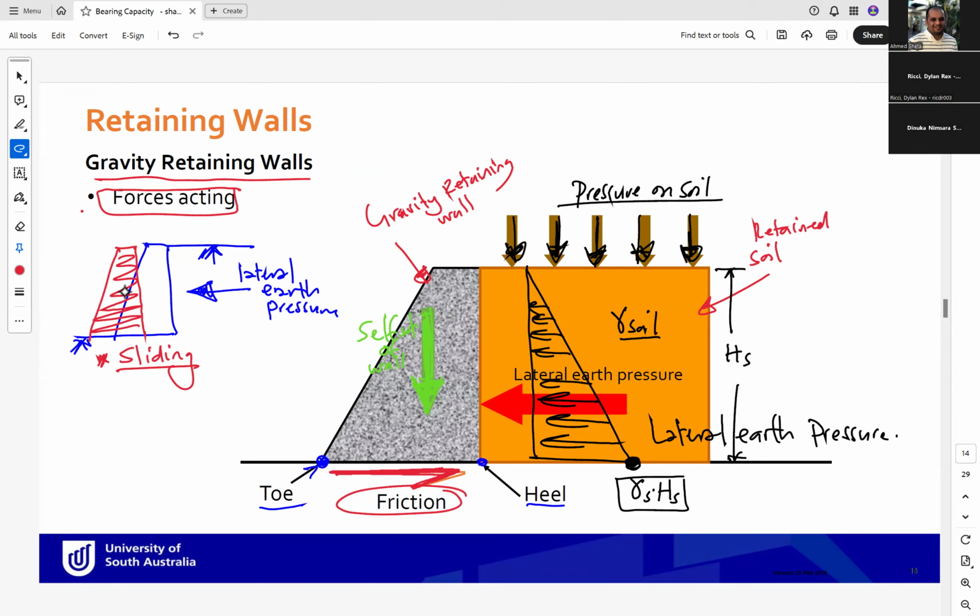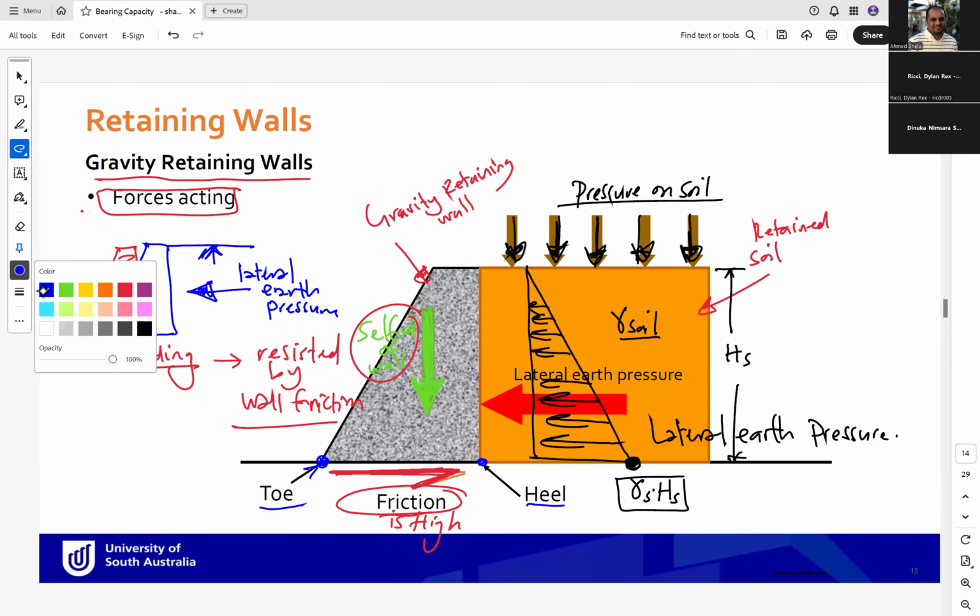So we have a force acting between the wall and the soil, which is called friction. The friction is against the sliding. So the sliding is resisted by the wall's friction with the soil. This is also one of the reasons for the importance of the heavy weight of the wall, because when the self weight of the wall is high, the friction is also high. Okay, so this is the first expected movement of the wall.